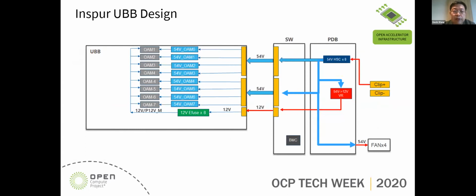This is our system power distribution design idea. The input on the rear side directly uses 54 volt because we want to enhance the power delivery efficiency. In the power distribution board, we separate the 54 volt into 54 and 12 volt. Then for the UBB side, we can support both of the 2 different voltages of the OAM. We provide a very flexible power distribution board solution. We can support the different OAM solutions.